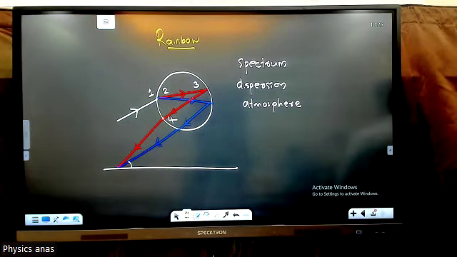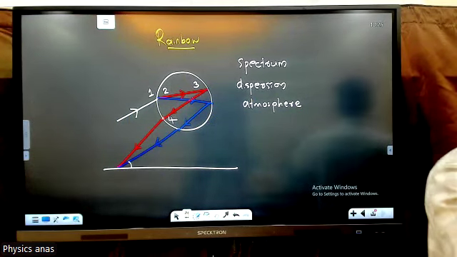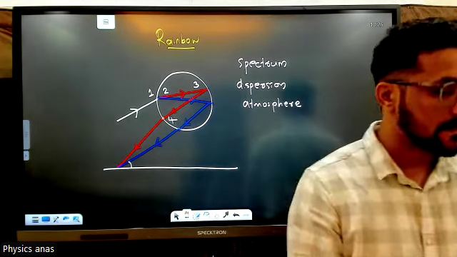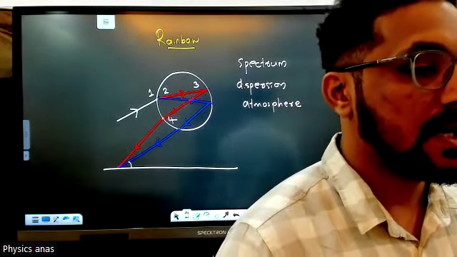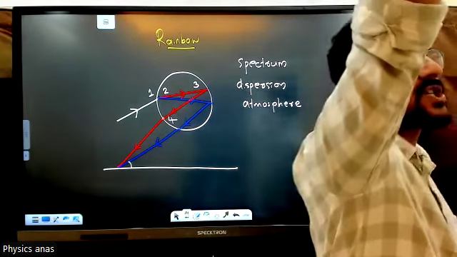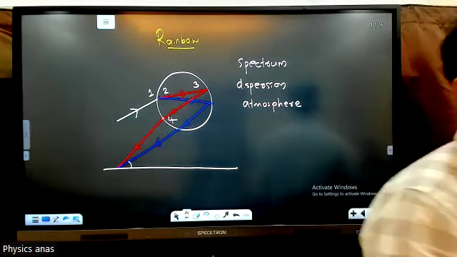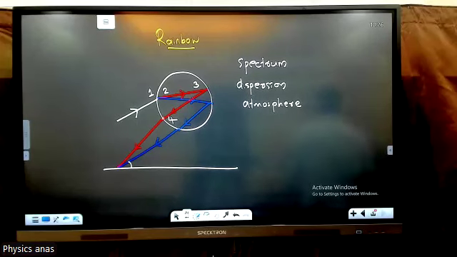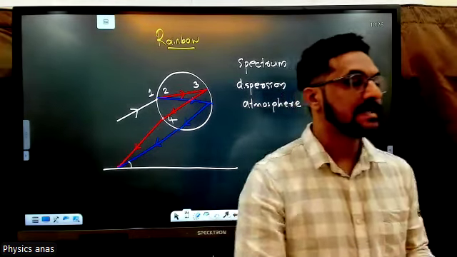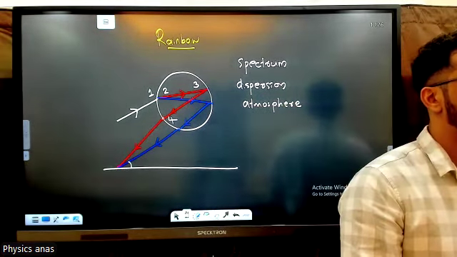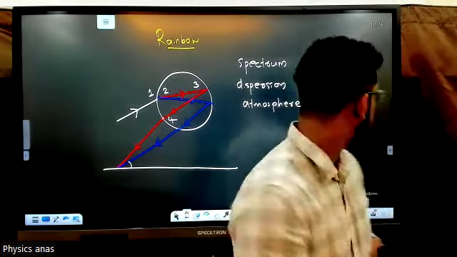Okay. The next point. Rainbow is formed in the opposite direction of the sun.